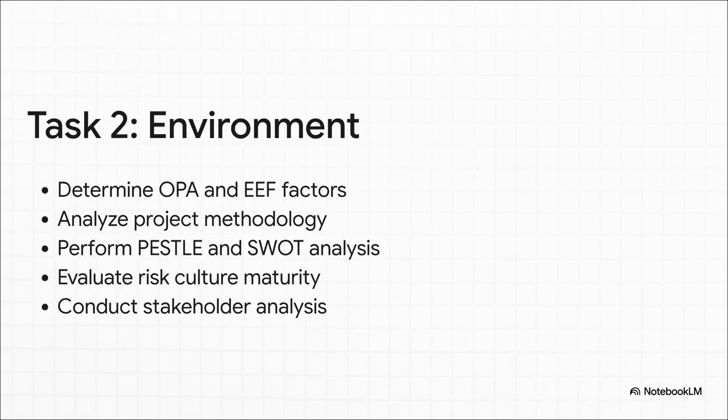Then, Task 2 asks you to look out the window. You are scanning both the external and internal project environment. You've got to assess your organizational process assets, or OPAs, and those enterprise environmental factors, the EEFs. Plus, how does your methodology, agile, waterfall, hybrid, shape your risk approach? This is the stage where you really take the temperature of your organization's risk culture. Are they totally risk-averse, or are they absolute trailblazers?